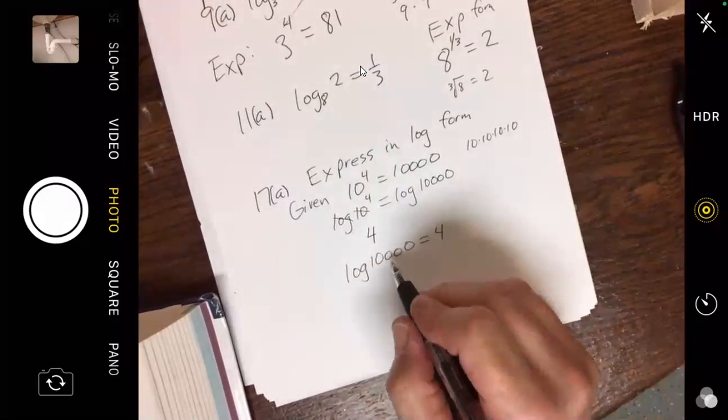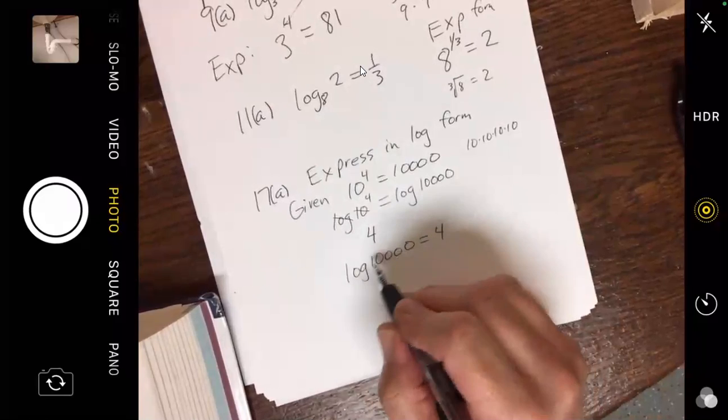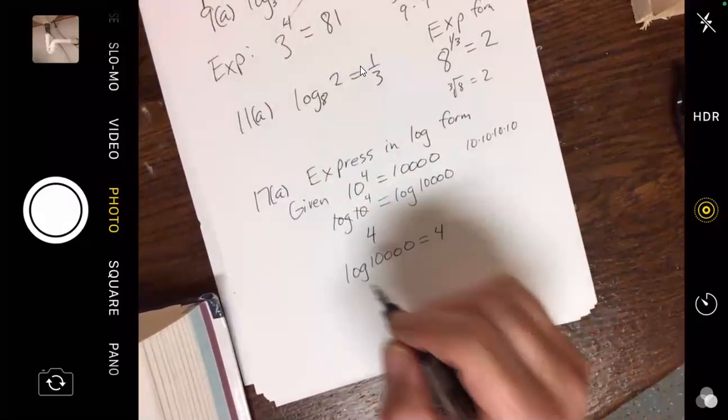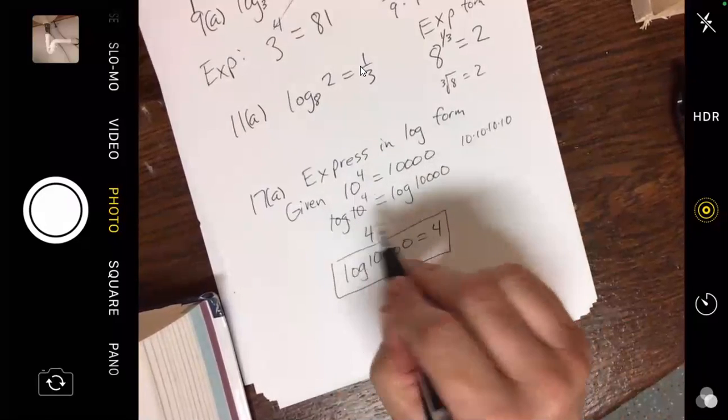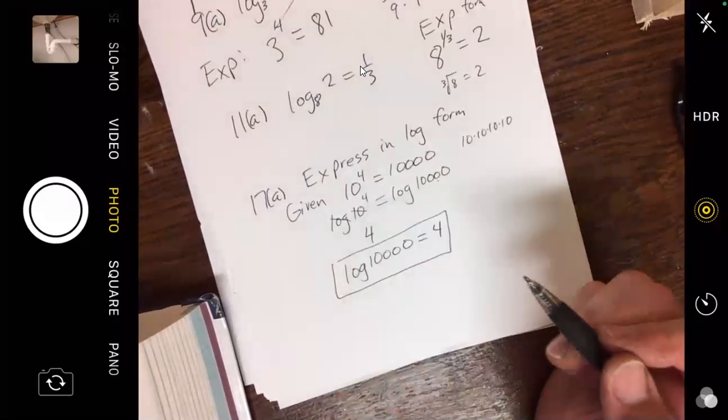You can almost check in your head: 10,000 is 10 to the 4th, log of 10 to the 4th would equal 4. You want to go log base 10 of 10,000 equals 4.